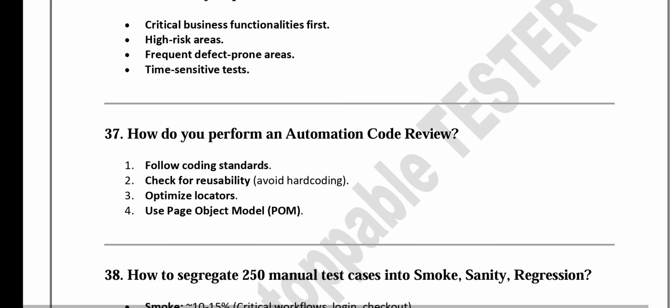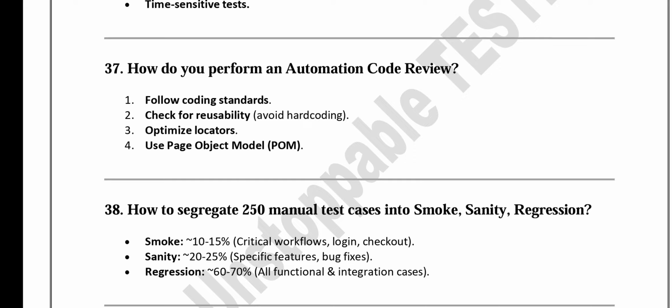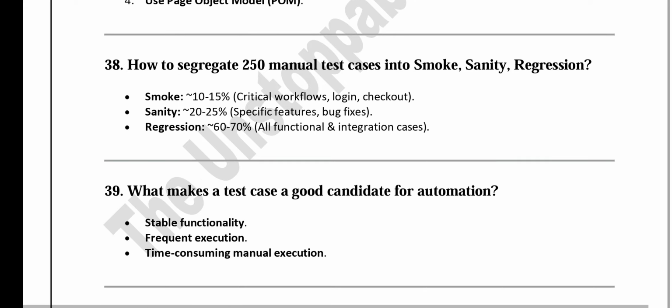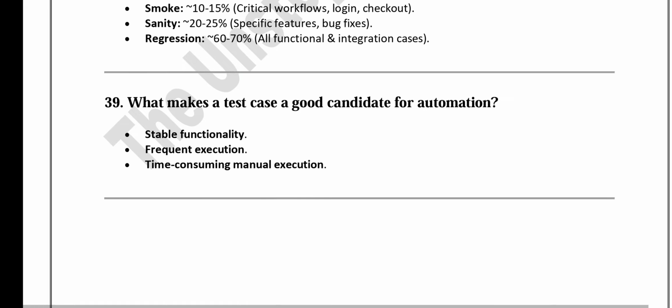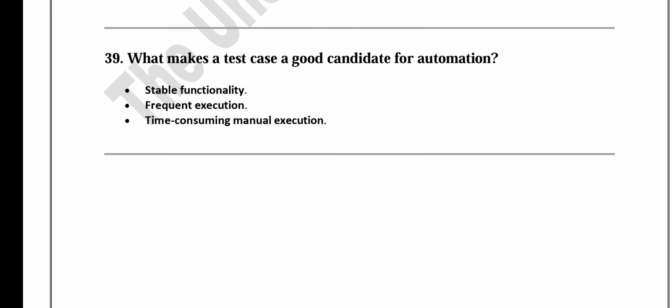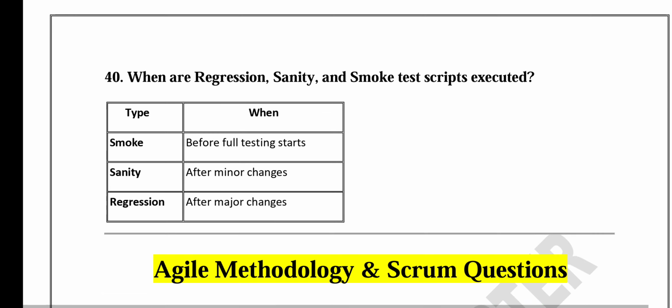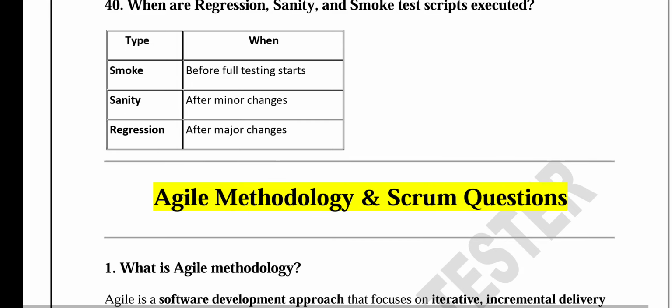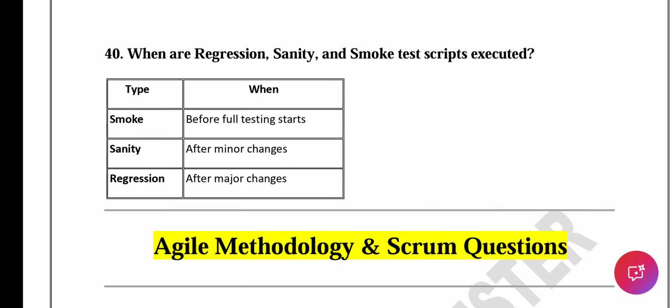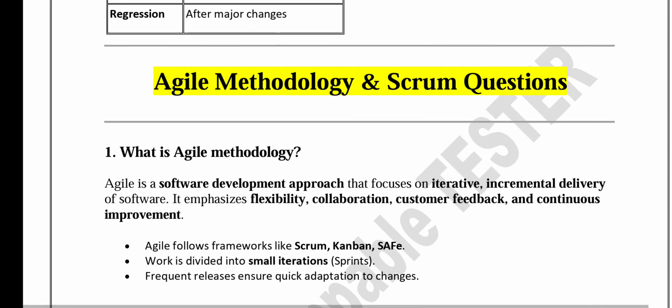How do you prioritize tests? How do you perform an automation code review? How to segregate 250 manual test cases into smoke, sanity and regression? What makes a test case a good candidate for automation? What are regression, sanity and smoke test scripts? When are regression, sanity and smoke test scripts executed?